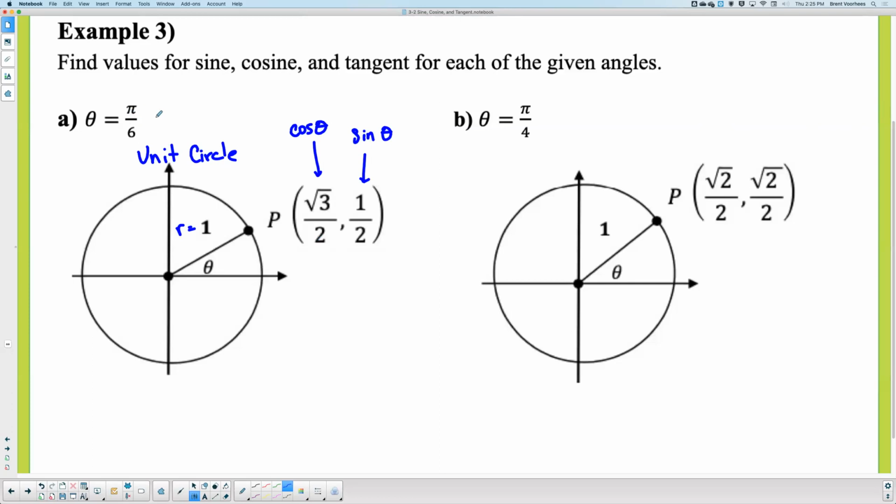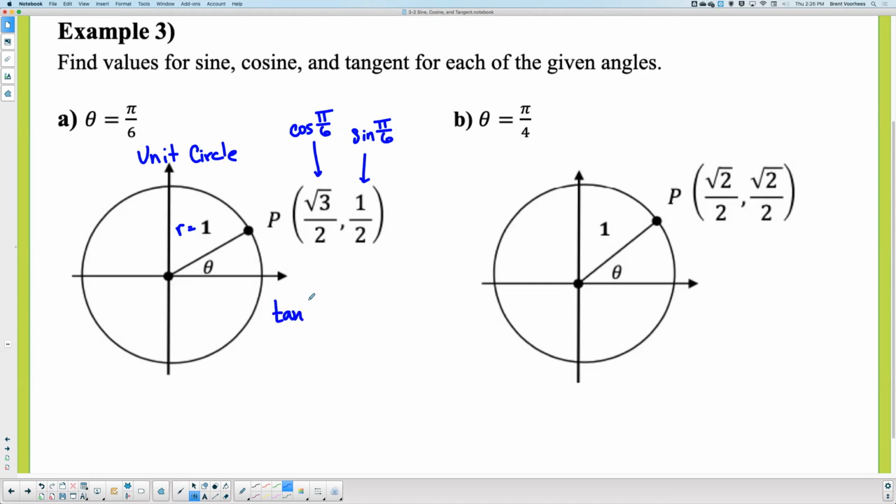And I should be saying pi over 6. Sorry. Let me change this to pi over 6. Cosine of pi over 6. Sine of pi over 6. There we go. Let's make this more accurate. That's sine. That's cosine. Sine is y. Cos is x. What is tangent?